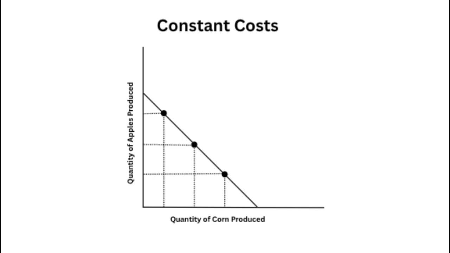So each time we add 5 corn, we give up 5 apples. The trade-off stays the same. This is called constant opportunity cost. Why? Because every resource, every worker, every machine, all the soil, all the fertilizer is just as good at making apples as it is at making corn. There's no extra penalty for switching like there is in the increasing opportunity cost graph with missiles and corn.